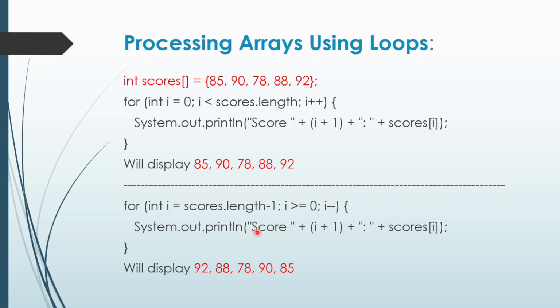And i minus minus. The same command that was given in the previous for loop is given here, but it displays the array in reverse.